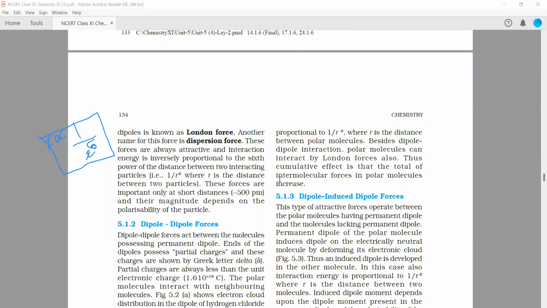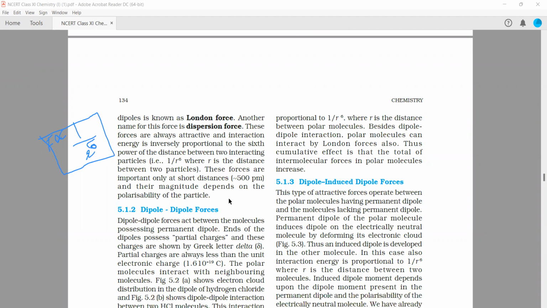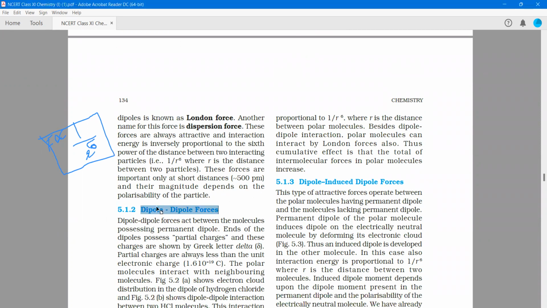So let us talk about another type of forces, another kind of van der Waals forces, that is the dipole-dipole. By the name you know that you're not talking about symmetrical molecules here. You are talking about those molecules which have unsymmetrical electron distribution. So both the molecules having these forces will have permanent dipoles, and that is why the interaction.